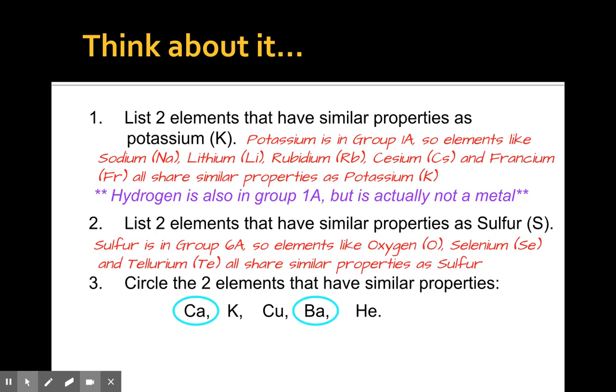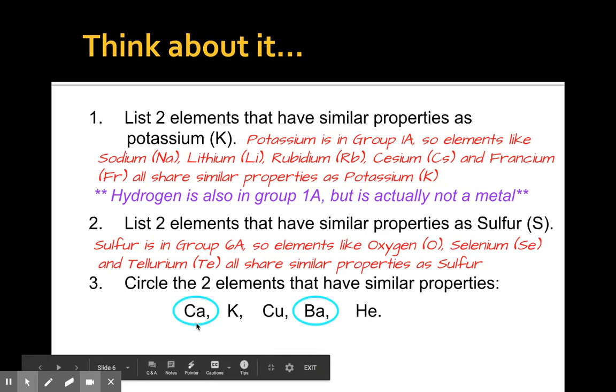Question 2, list 2 elements that have similar properties as sulfur. Sulfur is in group 6A, so elements like oxygen, selenium, tellurium will all share similar properties as sulfur. And then question 3, calcium and barium are the 2 elements in this list that will end up sharing similar properties because they are both in group 2A.